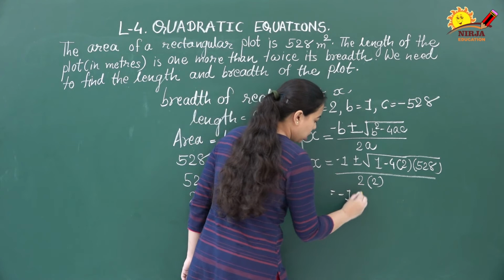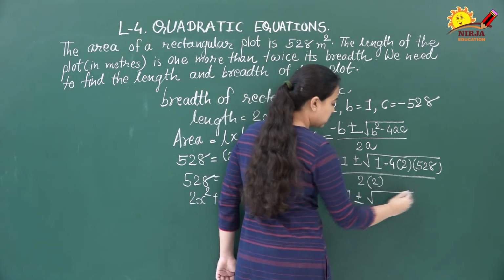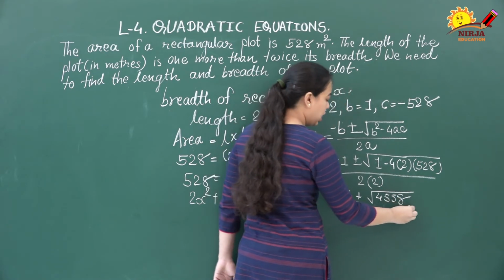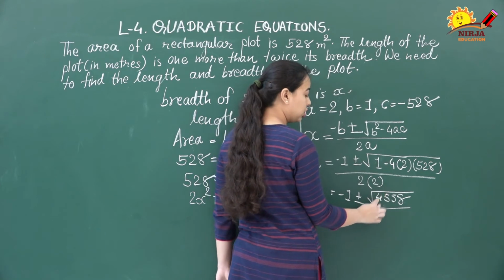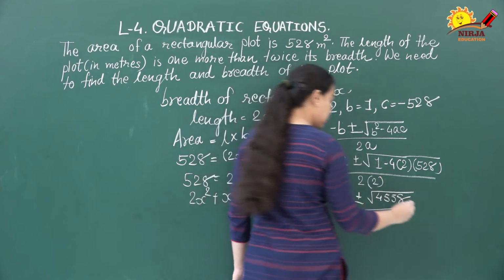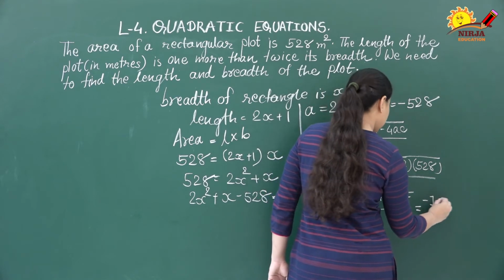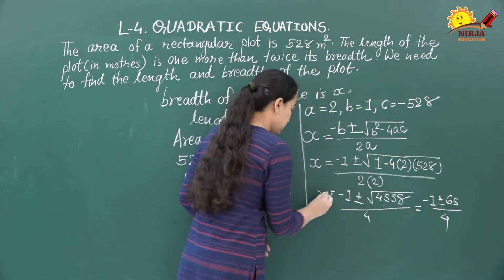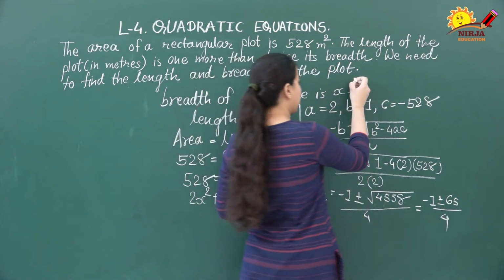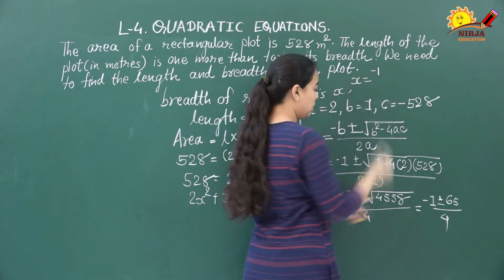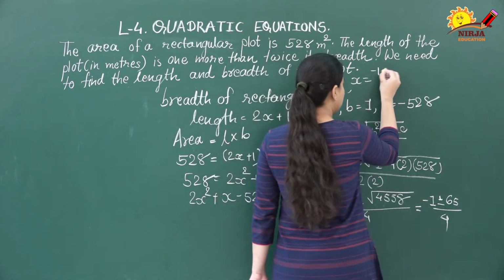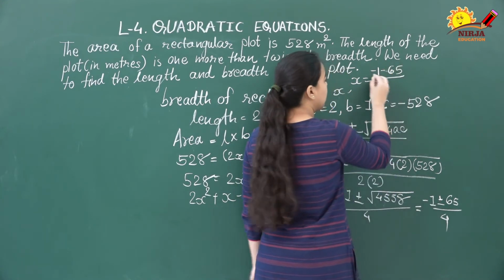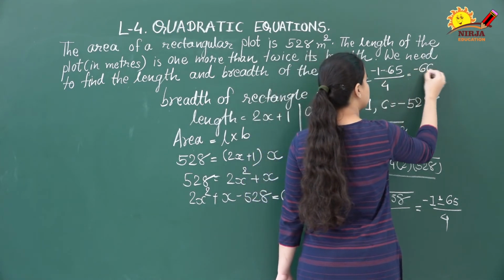Okay, minus 1. If we solve this, you will get the answer as under root 4225 upon 4, and the square root of 4225 is equal to 65. So we can write minus 1 plus or minus 65 upon 4. It is x. Let's solve it further. I can write x is equal to minus 1, first we can take minus 1 minus 65 upon 4. Minus 1 minus 65, it is minus 66 upon 4.